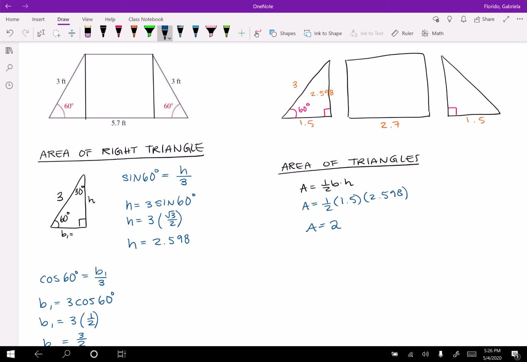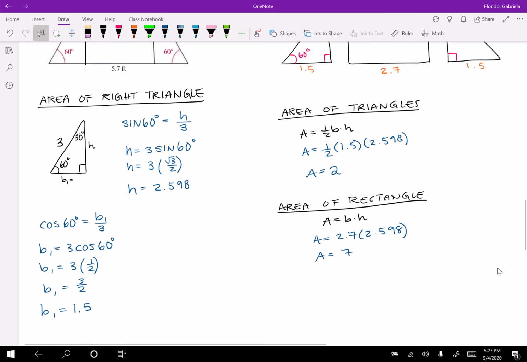Okay. And now I'm going to find the area of my rectangle, which is the area is equal to base times height. So we have the area is equal to, the base is 2.7 times 2.598. And so the area of my rectangle is going to be 7.